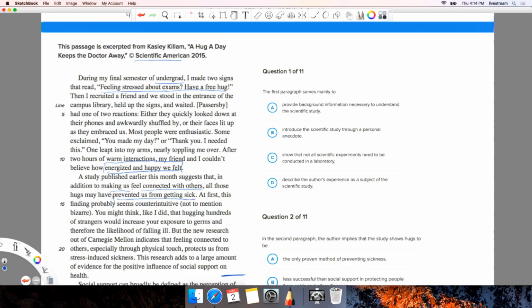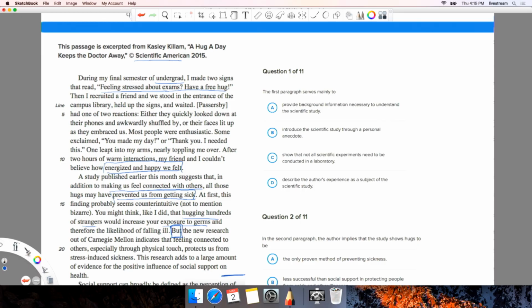Okay, so that seems important, and this is the topic sentence of the paragraph, so worth paying a little more attention to. At first, this finding probably seems counterintuitive, not to mention bizarre. You might think, like I did, that hugging strangers would increase your exposure to germs, and therefore the likelihood of falling ill. Okay, but we've got a but here. So but words, contrast words are very important and often signal a shift in the passage.